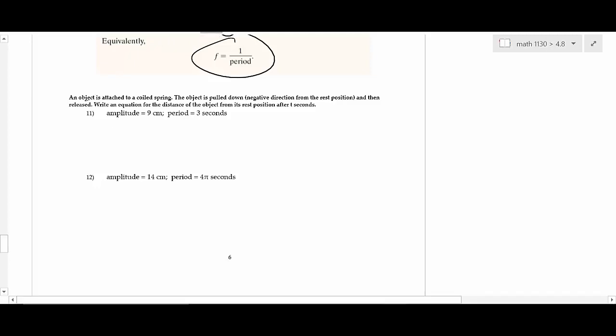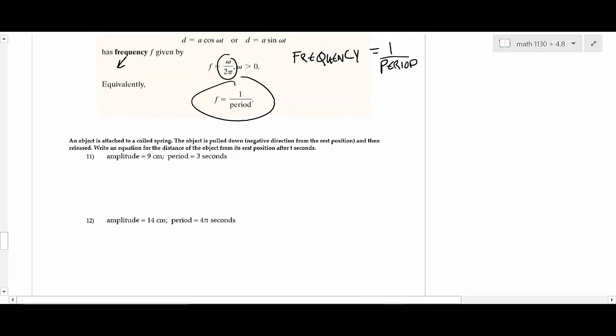This says that you have an object, like a spring. It's pulled down in a negative direction from the rest position, then released. We're going to write an equation for the distance of the object from its rest position after t seconds. Now you can do either a sine or cosine, it doesn't make any difference. So I'm just going to do d equals a sine omega t like that.